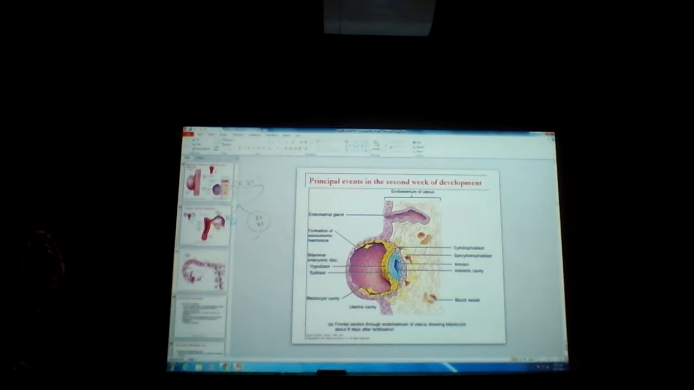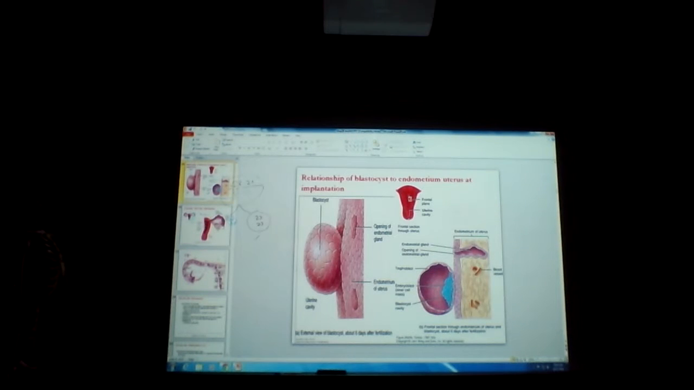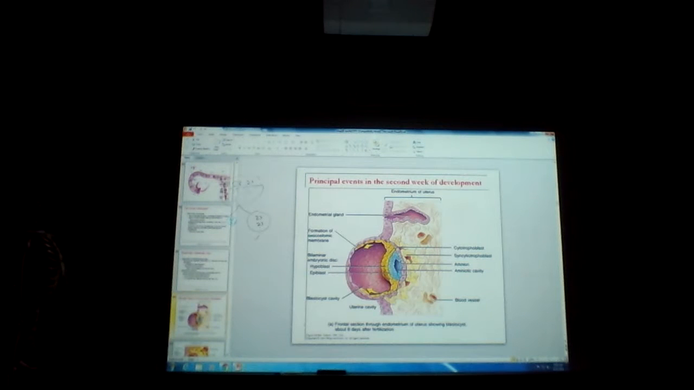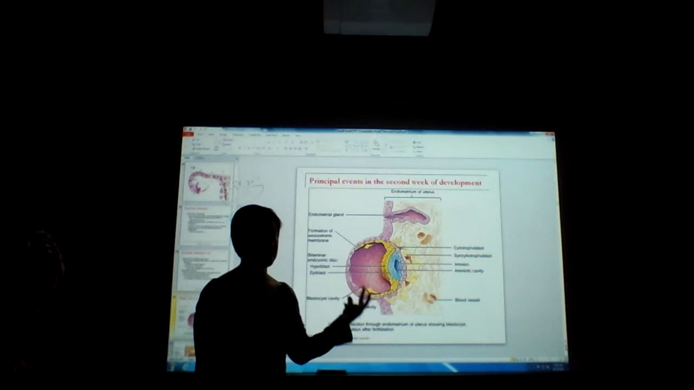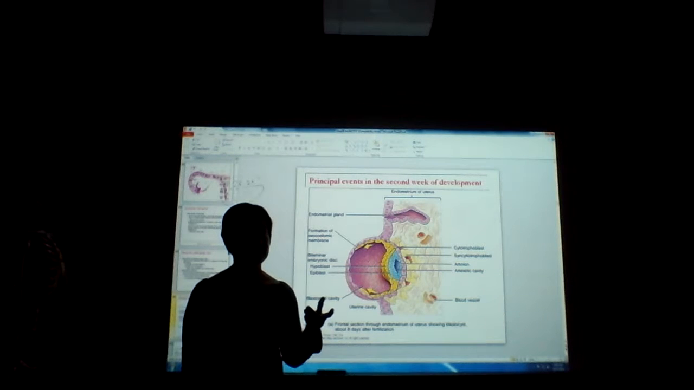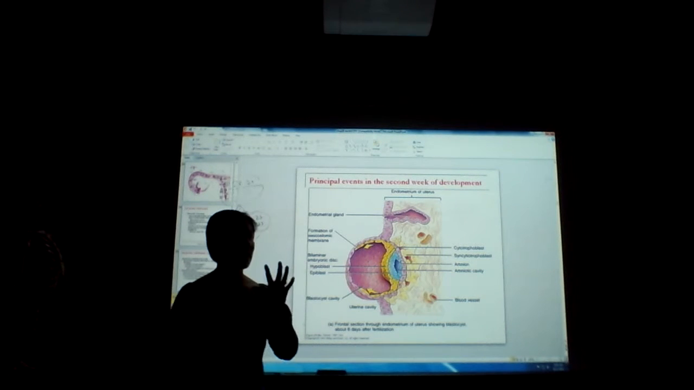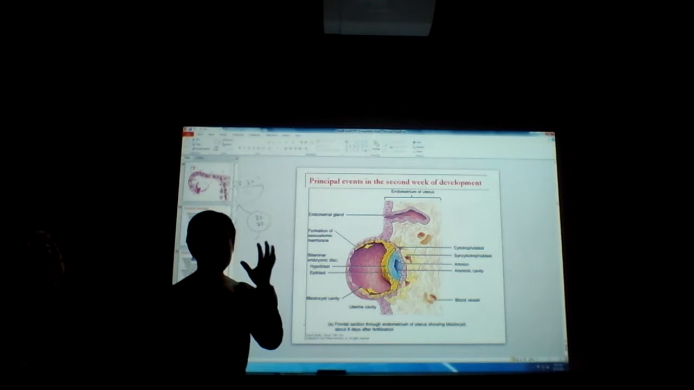From this picture, the next step is called gastrulation, where this inner cell mass differentiates into 3 germ layers: the endoderm, the ectoderm, and the mesoderm. I'm not going to ask you to memorize. I just want you to picture it in your head.